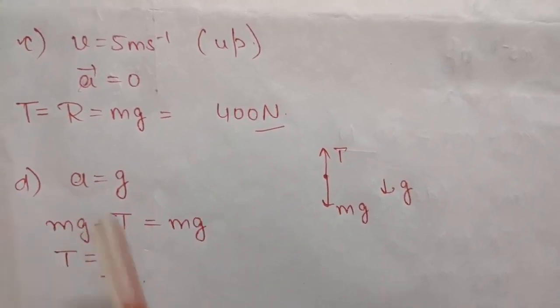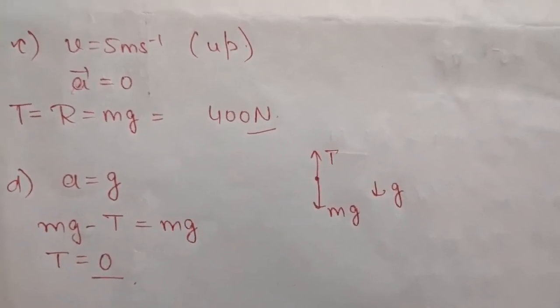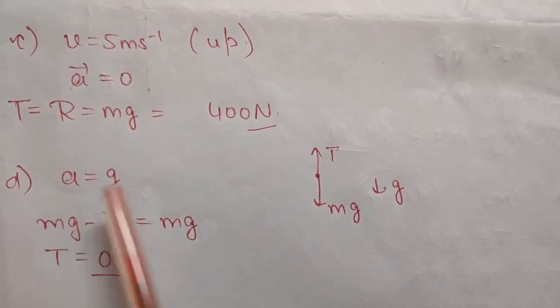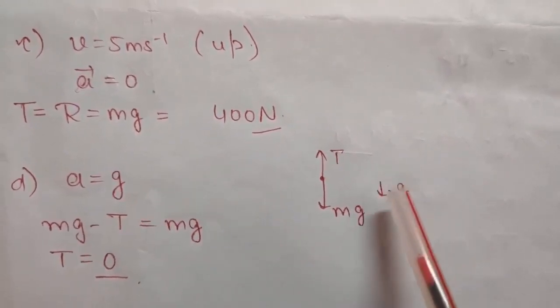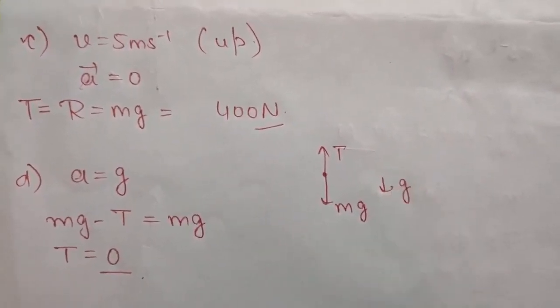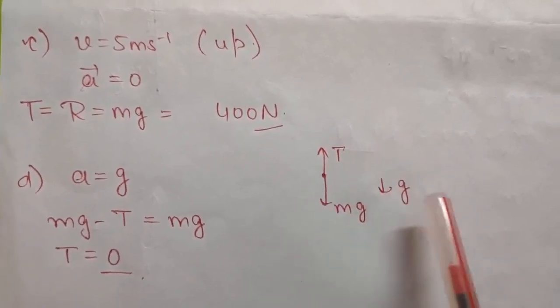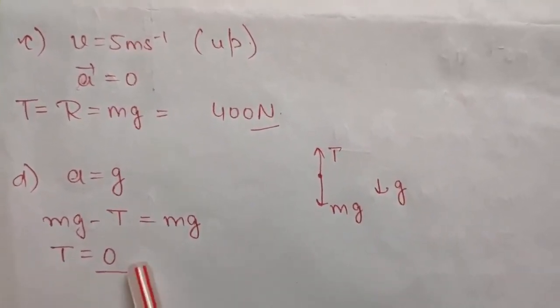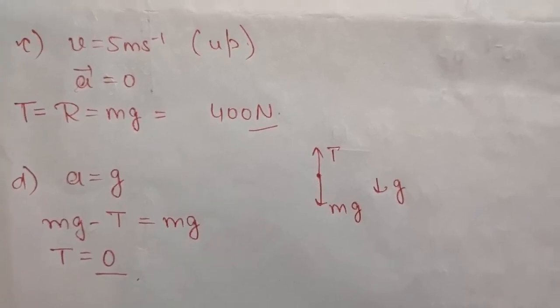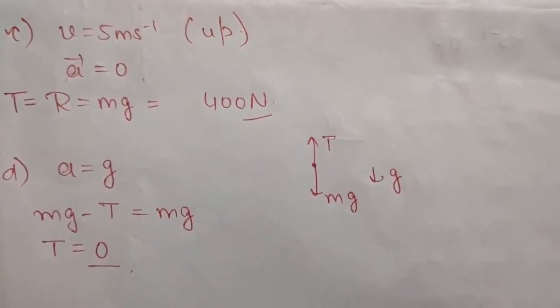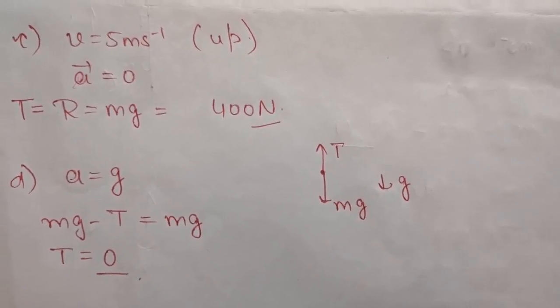In the D part, it is saying if the monkey is in free fall, that is its acceleration is equal to g, and as you know g is always in the downward direction. So again form the equation, that is mg minus T is equal to mg. From here tension will come to be 0. That means again the rope will not break because there is no tension in the rope.